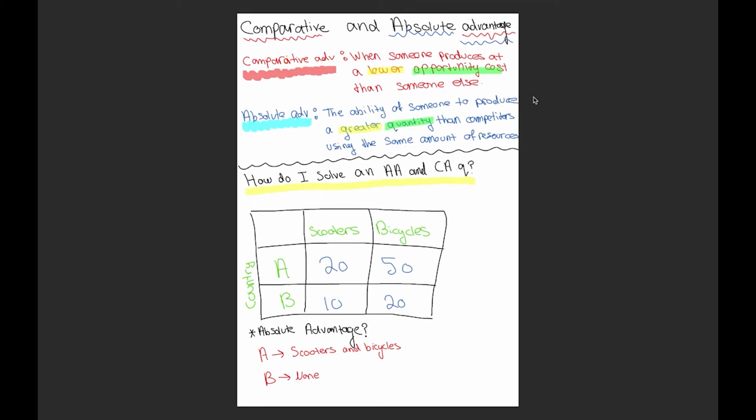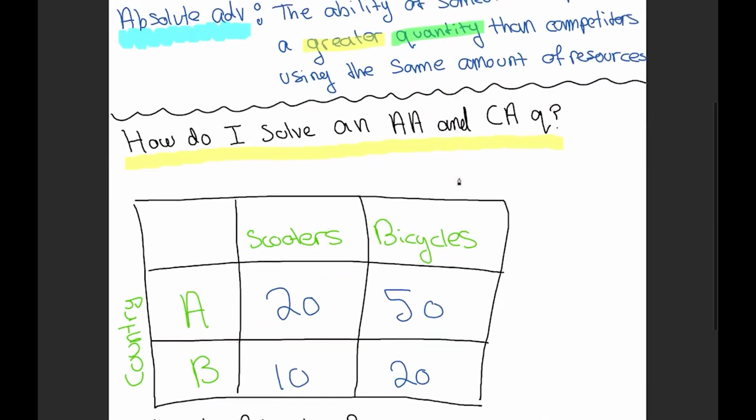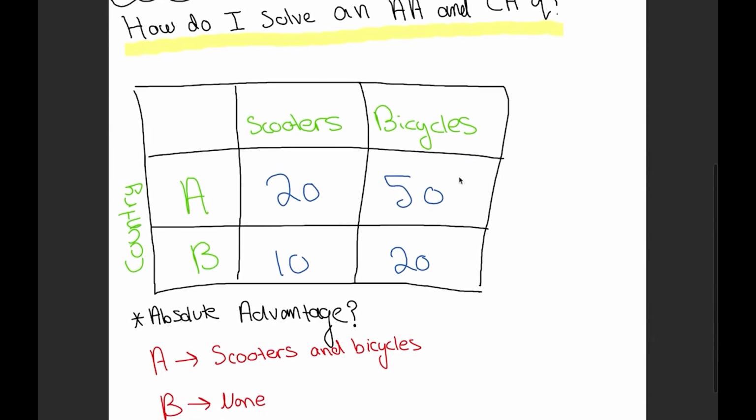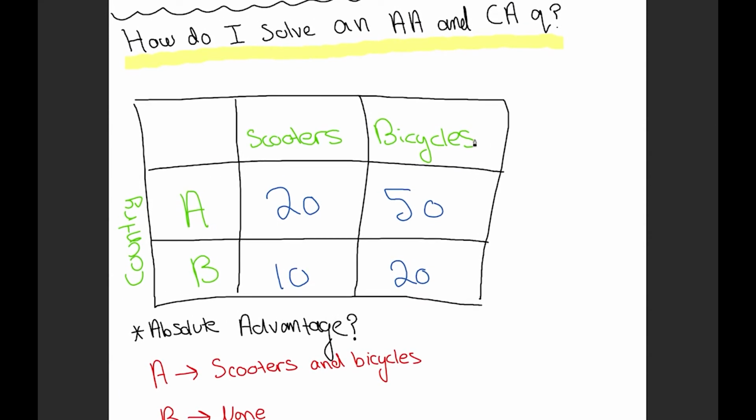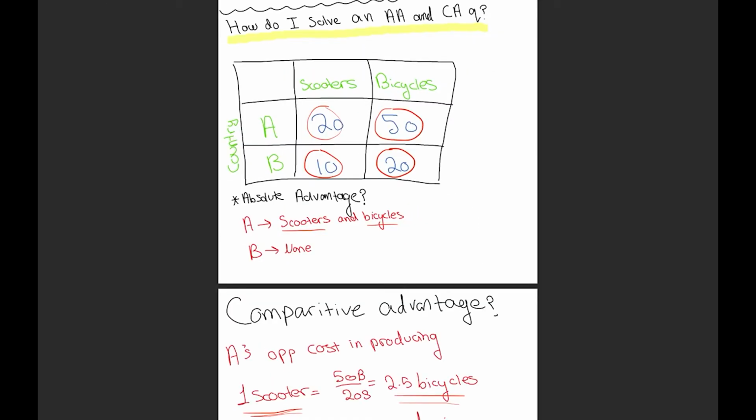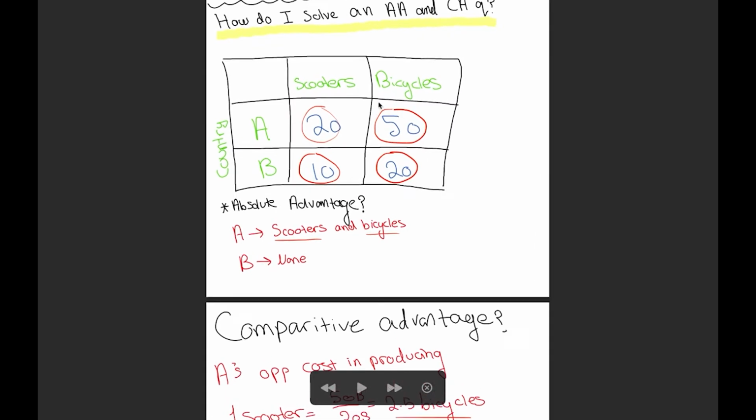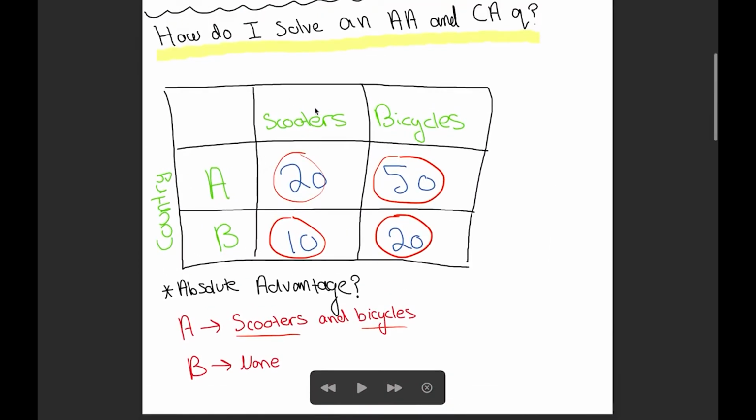Now these are the definitions of comparative advantage and absolute advantage. Let's move on and solve a question that has appeared in our course review sheet and just see how I solve an absolute advantage and a comparative advantage question. In the table in front of us, it is showing scooters as products and countries A and B.